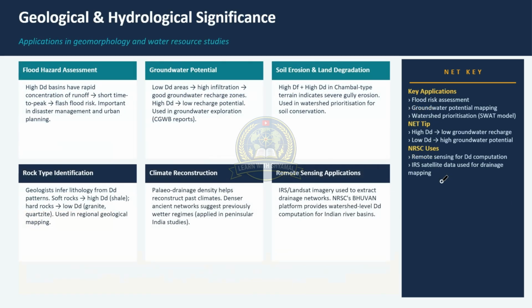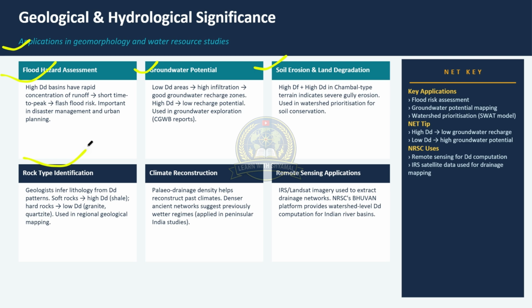Okay, then geological and hydrological significance, applications in geomorphology and water resource studies. Flood hazard assessment: high drainage density basins have rapid concentration of runoff, short time to peak, and higher flood risk, important in disaster management and urban planning. Groundwater potential: low drainage density areas have high infiltration. High drainage density means low recharge potential, used in groundwater exploration, CGWB reports. Soil erosion and land degradation: high drainage frequency plus high drainage density in Chambal type terrain indicates severe gully erosion, used in watershed prioritization for soil conservation.